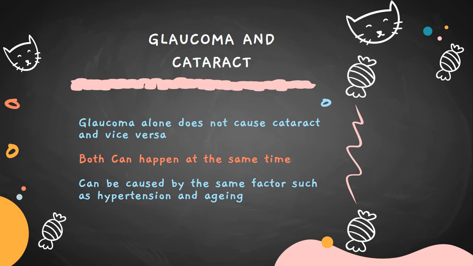So, the question is, is there any relationship between glaucoma and cataract? As we know, both diseases will result in permanent vision loss if left untreated. However, glaucoma itself does not cause cataract. Likewise, cataract does not cause the patient to have glaucoma. Nevertheless, both diseases can appear at the same time, and conditions such as hypertension and aging may increase the risk of having both nuclear sclerotic cataract and primary open-angle glaucoma.